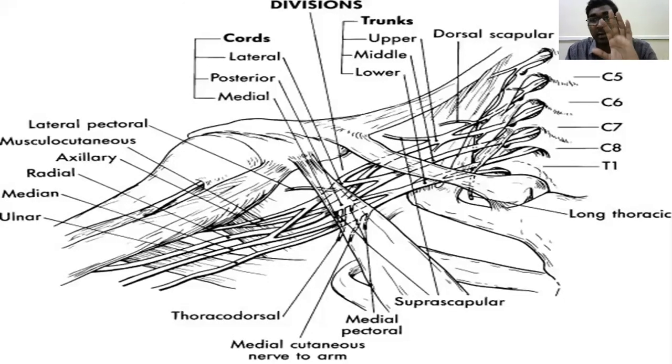And the posterior cord produces five branches: the upper and lower subscapular nerves, which supply the rotator cuff muscles, the thoracodorsal nerve, which supplies latissimus dorsi, the axillary nerve, and the radial nerve.